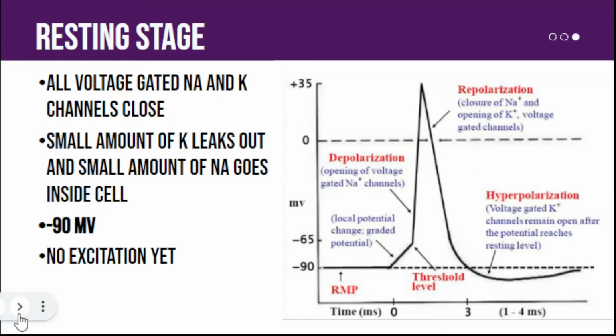So, it's negative 94 millivolts. There is no excitation. So, all the ion channels are closed, both for sodium and potassium. And as mentioned, may mga small amount of leakages that happens. Small amount of potassium leaks out and a small amount of sodium enters the cell, but it's not enough to cause excitation.